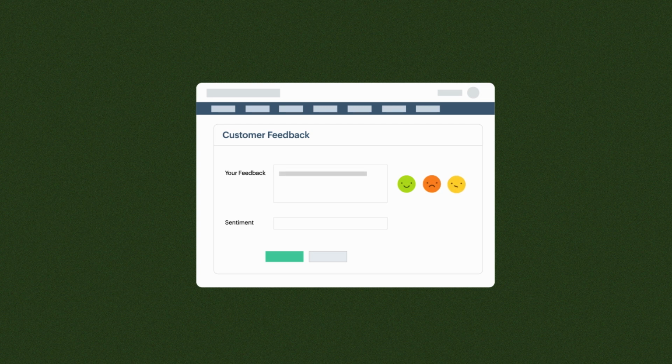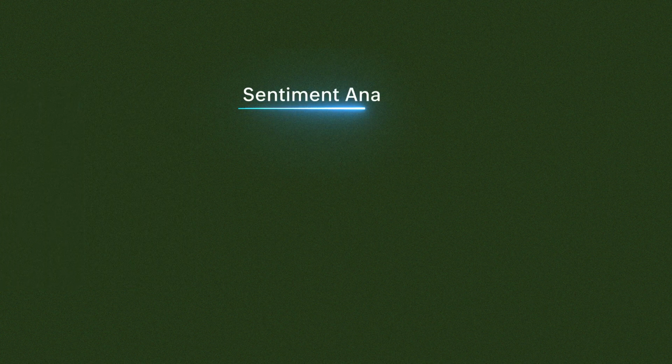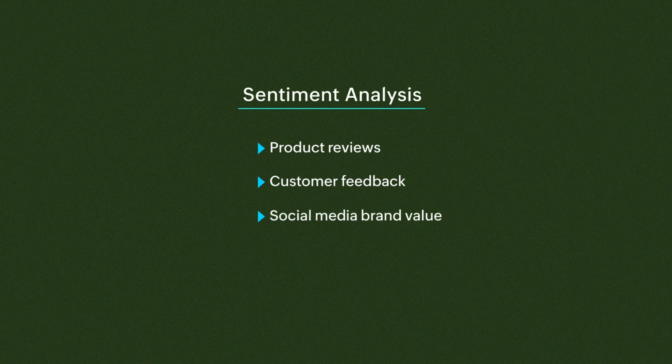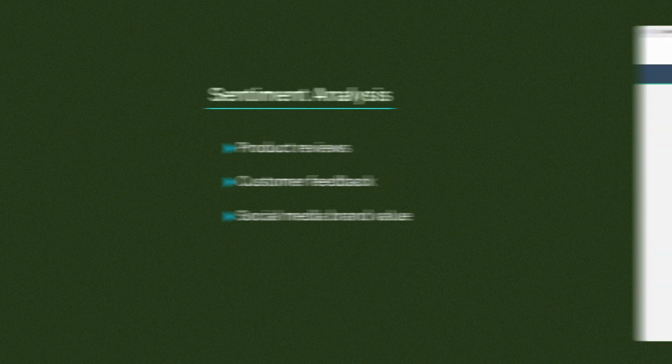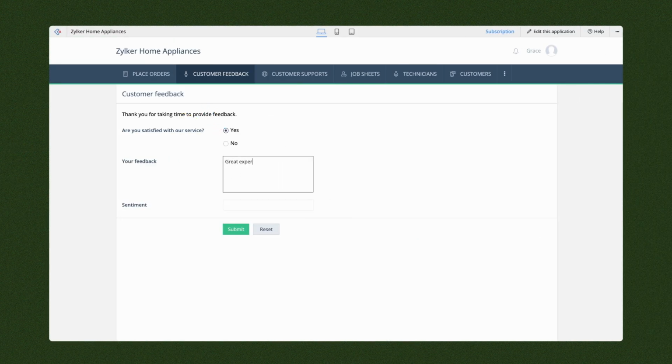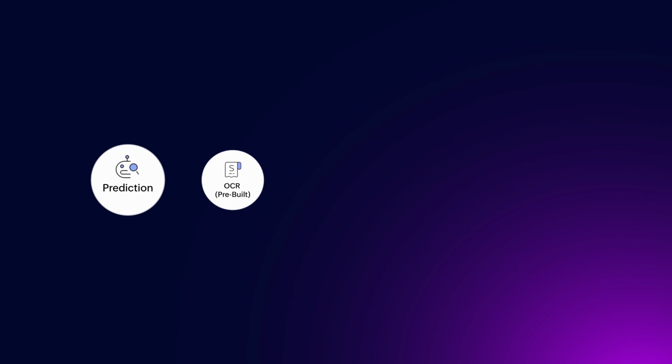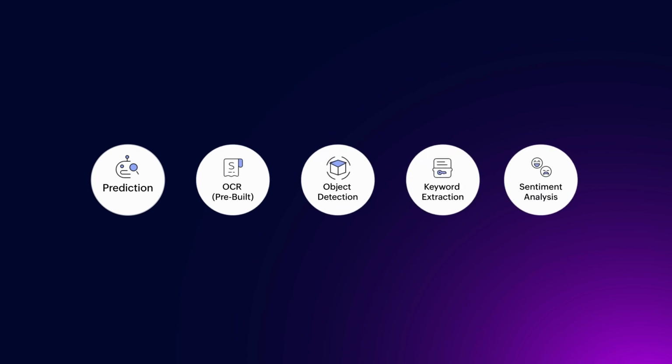The final model, sentiment analysis, is an AI model that gauges the emotion of texts in a single or multi-line field and categorizes them as positive, negative, or neutral. It can be used to analyze product reviews, customer feedback, or social media brand value of your business and many more. In the Zilker app, sentiment analysis in a feedback form helps to interpret the overall opinion and satisfaction level of the customers. This is just a quick walkthrough of all the models available in AI Modeler.